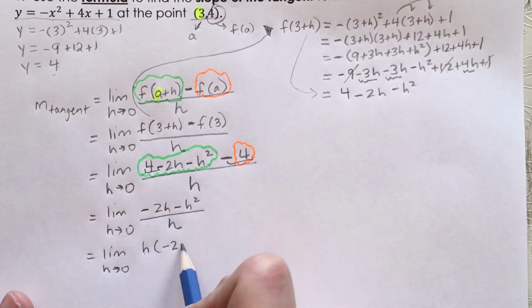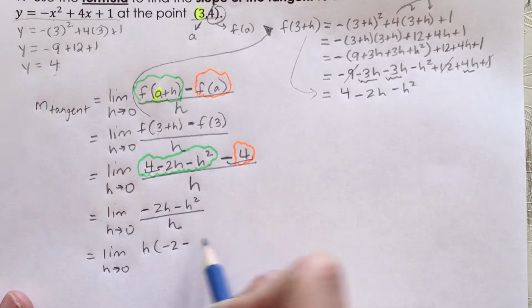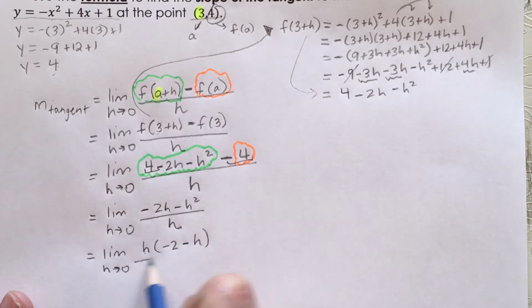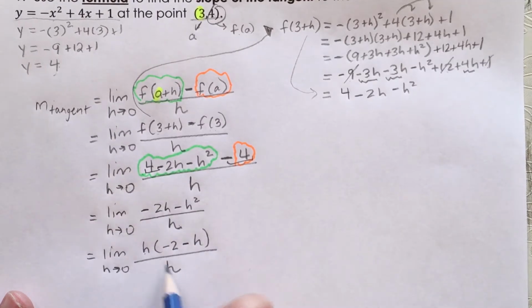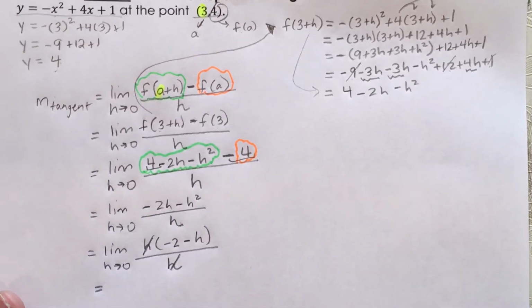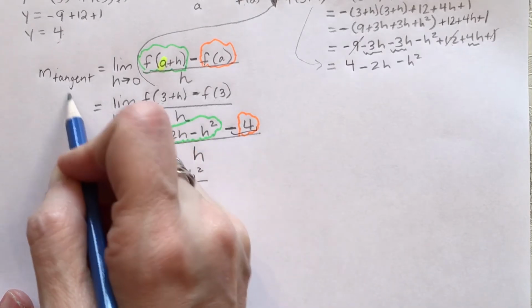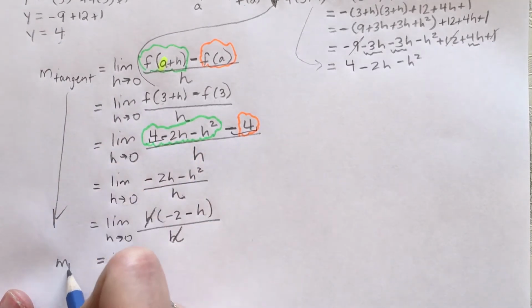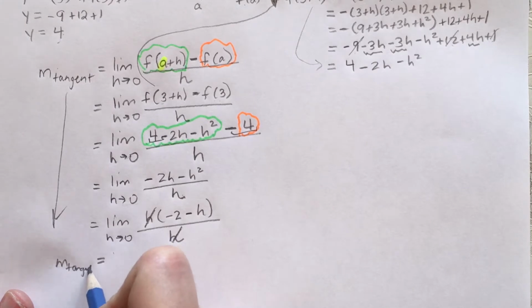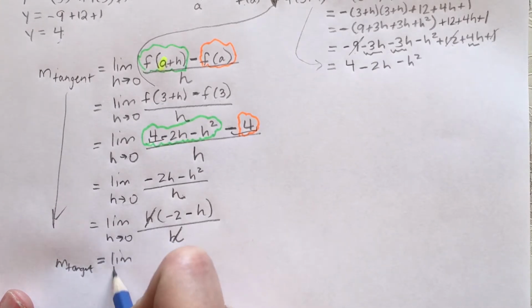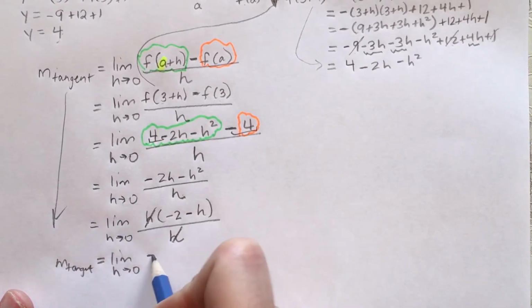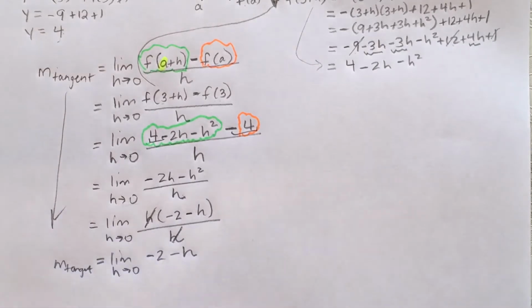So if I can factor out an h in the top that will divide out with the h in the bottom, I'll be in good shape here. So I get negative 2 minus h over h. And then h divided by h is 1. So now we've gone to the fact that the slope of the tangent, so that comes all the way down here, is equal to the limit as h approaches 0 of negative 2 minus h. And now our denominator is 1.